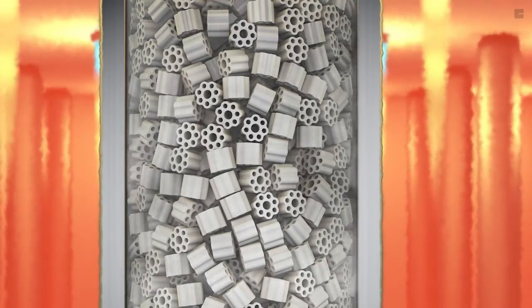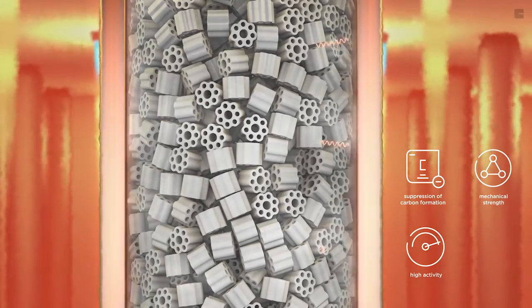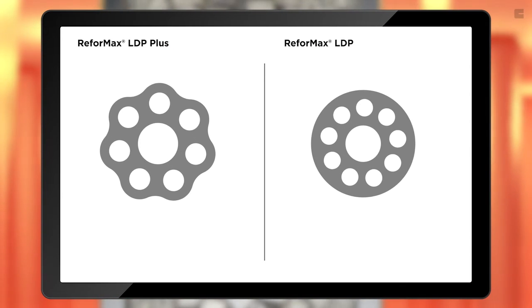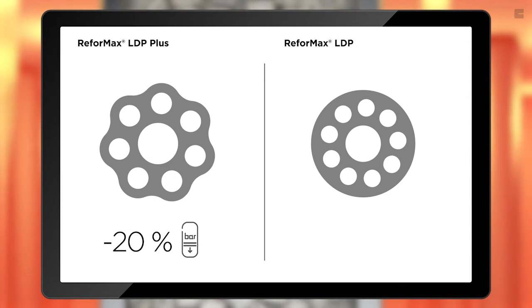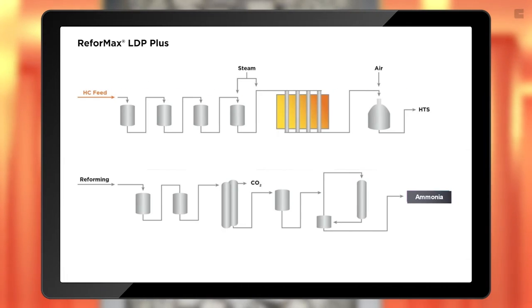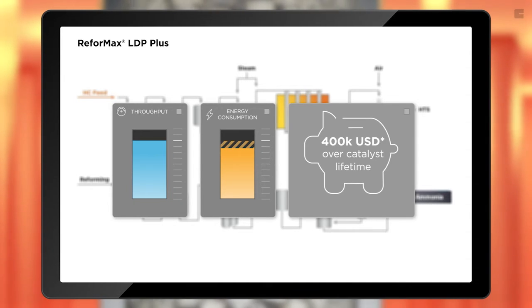The new catalyst has an excellent suppression of carbon formation, outstanding mechanical strength, high activity, and improved heat transfer. The most striking feature of the ReforMax LDP Plus series is the 20% lower pressure drop compared to the standard LDP design. The lower pressure drop either allows to increase gas throughput by up to 11% or generates energy savings and a lower CO2 footprint of the plant operation. Energy savings in the ammonia production process of up to $400,000 over the typical catalyst lifetime are possible.